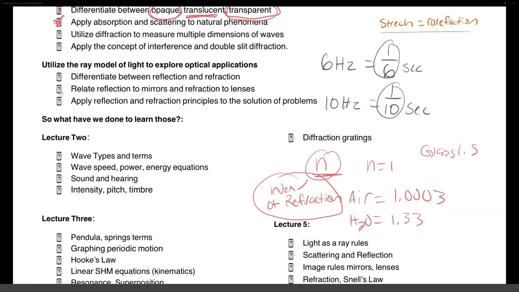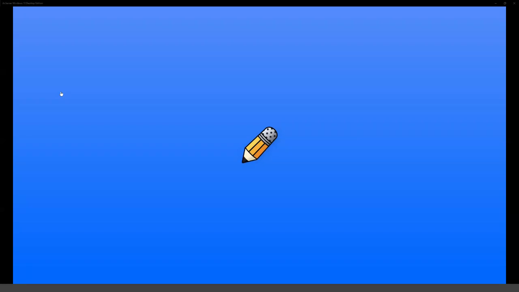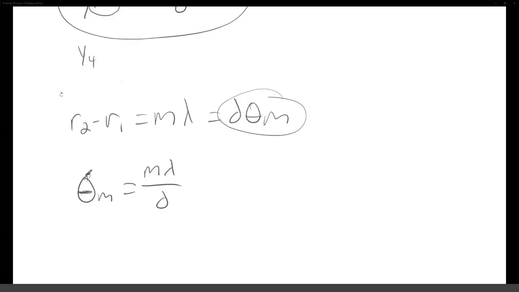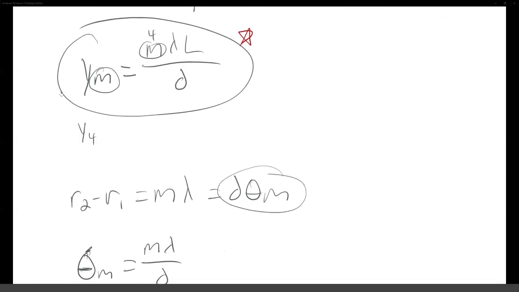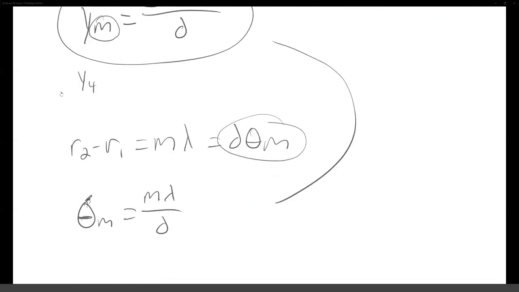And then the last one for this section, apply the concept of interference and double slit diffraction. So I kind of have talked about that. That has to do with everything on 47. Just remember, if you're going to do this kind of stuff, like these equations, it's very important to be in radians.